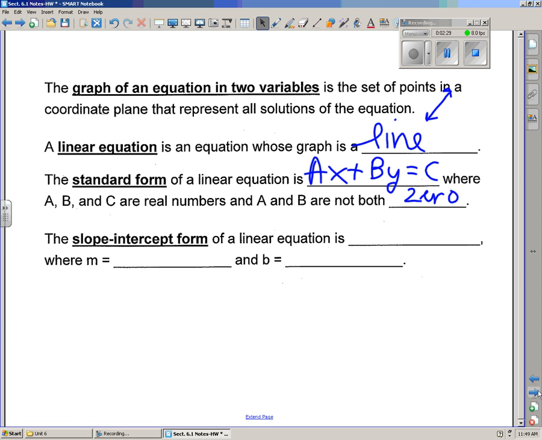The slope-intercept form of a linear equation is y equals mx plus b. M stands for your slope, which happens to be your rate of change, and b stands for your y-intercept, which is the place on the y-axis that your line intersects or crosses over.